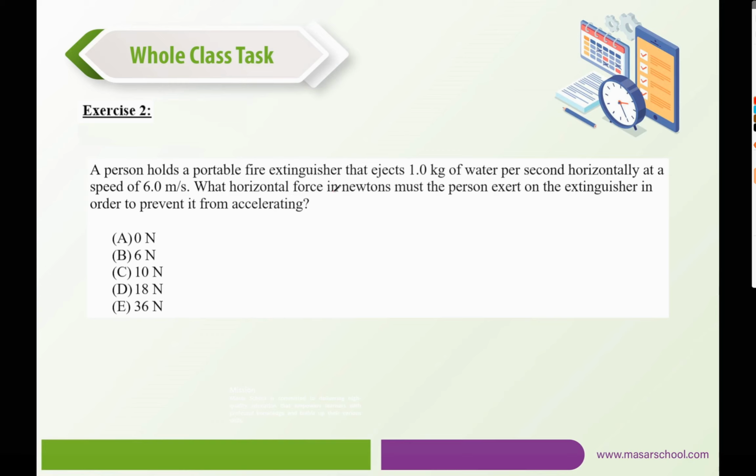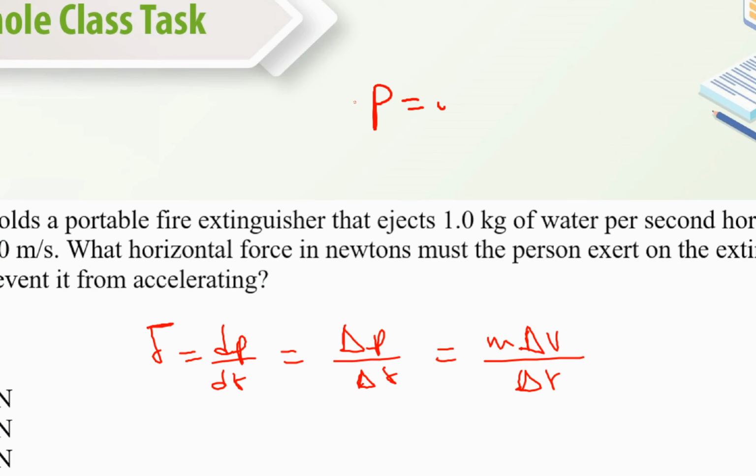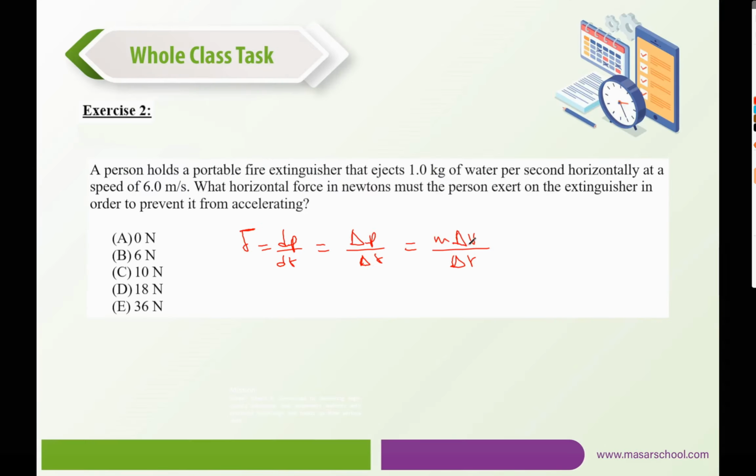Now let's find this force. The force is given by dp by dt, which is an average force given by delta p divided by delta t, which is m delta v divided by delta t. Let's recall that p is given by m multiplied by v. For that, delta p would be given by m delta v. Now m over delta t represents mass per time, and we have 1 kilogram per second, so that would be 1 kg divided by second.